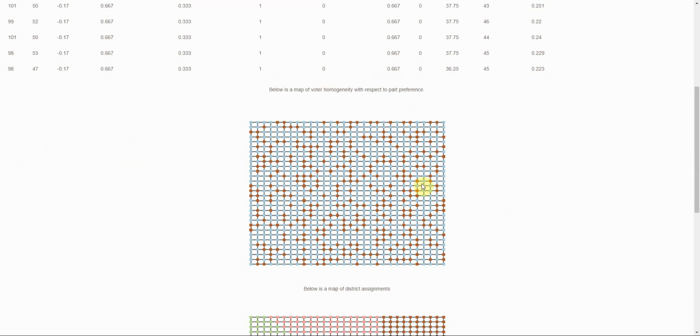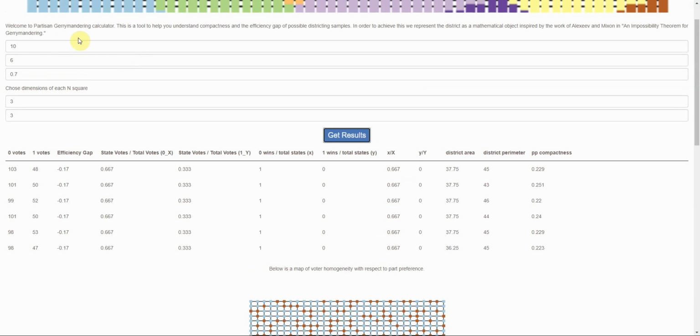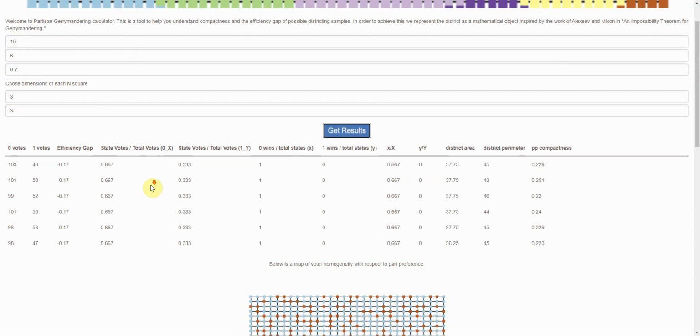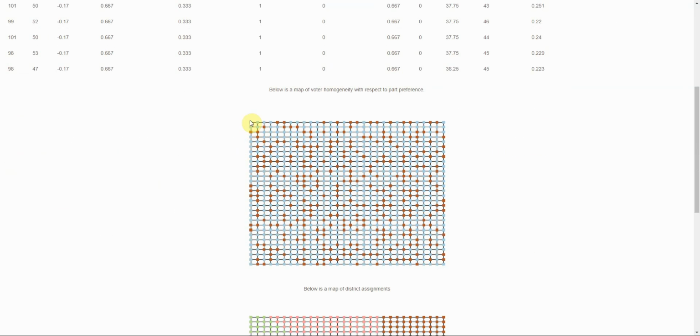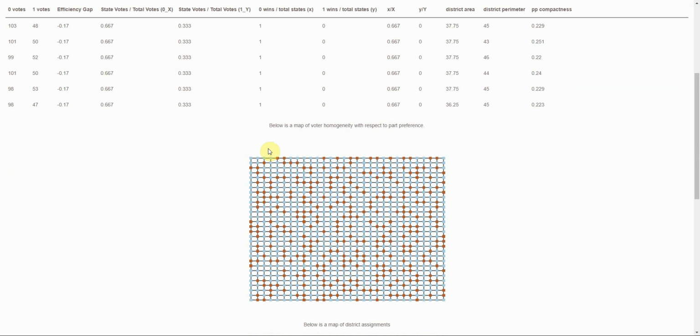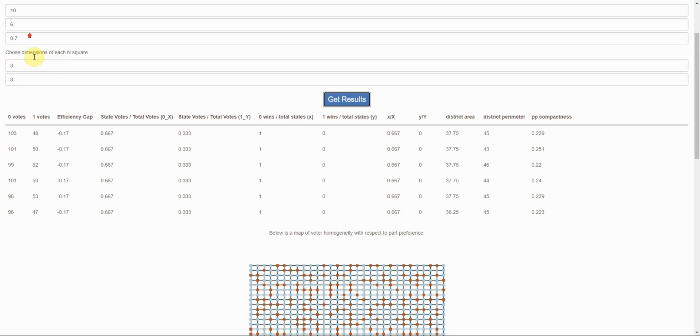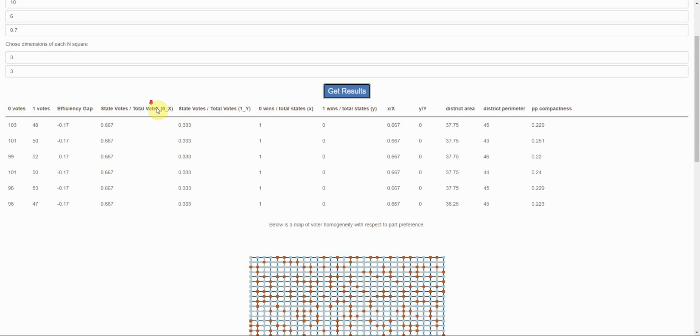As you scroll down, you'll see a map of the population spread with respect to party preference. This is created using the variables you insert above here. So you have 10 squares, each with 9 voters. So this 9 voters here would represent 1 square, and the ratio of the 0 votes to the 1 votes, which are the brown ones, is set based on the third variable you insert here.